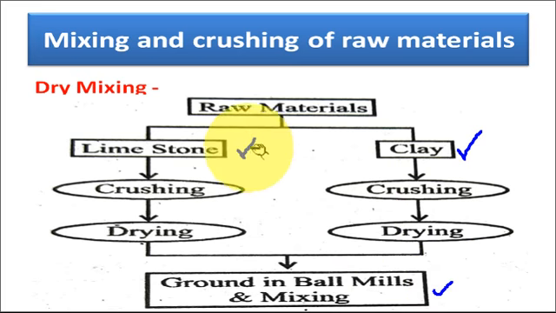and third one is the mixing of these two raw materials. Limestone powder and the clay powder is mixed in the definite proportion and grinded in the ball mills, and homogeneous powder of both the raw materials is prepared in the dry mixing.